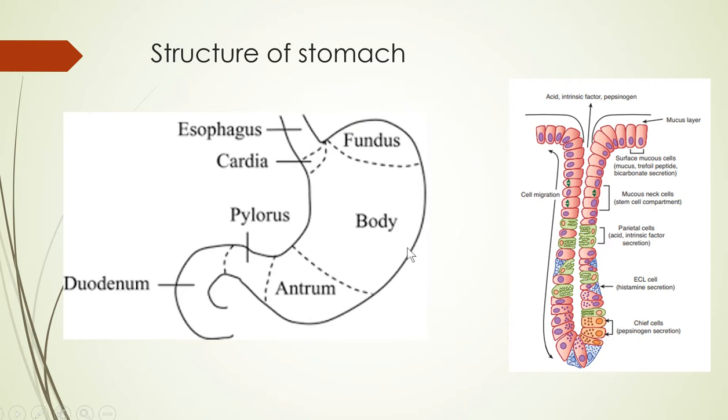The main body part has a dense amount of the functional cells of the stomach. The fundus basically has more mucus cells. The cardia does not have any specific function per se, but broadly you should know fundus, body, and antrum. The pylorus is nothing but a sphincter. So these are the parts of the stomach. This is called the lesser curvature, and this is called the greater curvature.